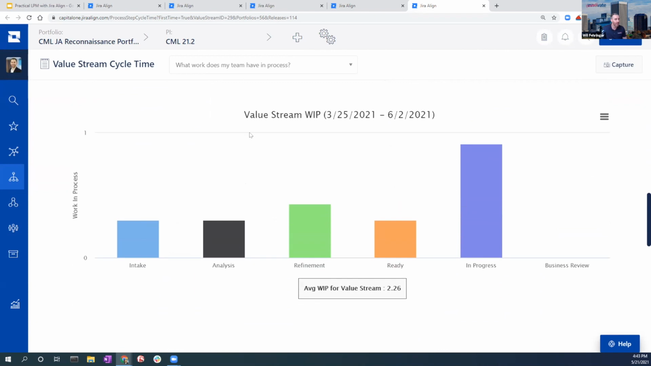The other one I'll show you real quick is our work in progress. Again, you can see the average work in progress for the whole board itself, but also for individual steps. There's a lot more average work in progress in our in progress column as opposed to the rest of them, but none of the others really jump out as outliers. So again, this might be fine, or maybe we need to put some WIP limits on the in progress step if we're seeing it be a bottleneck to our flow.